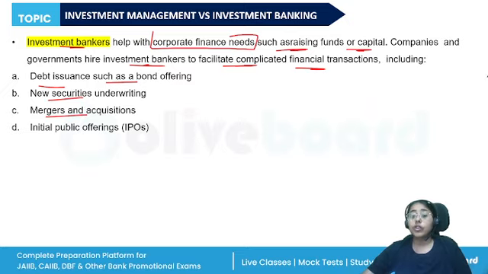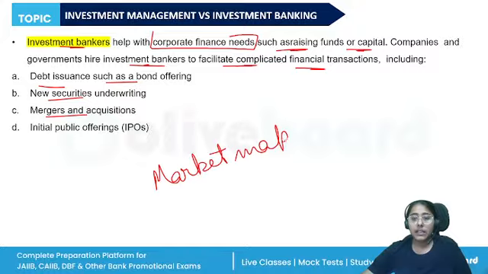Investment banking firms also are known as the market makers. Market makers. Why? Because they provide liquidity or they connect the buyers and sellers to make the market. That is investment banking. I hope the difference between investment banking and investment management is clear.